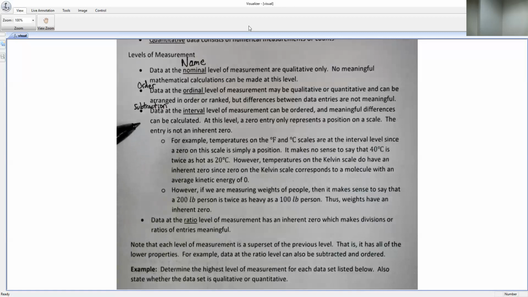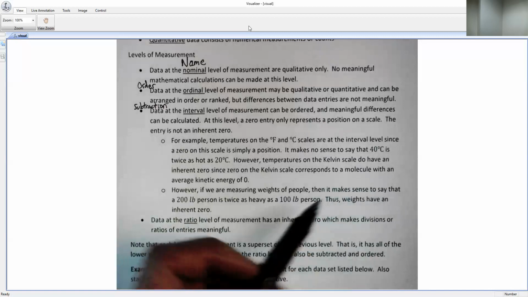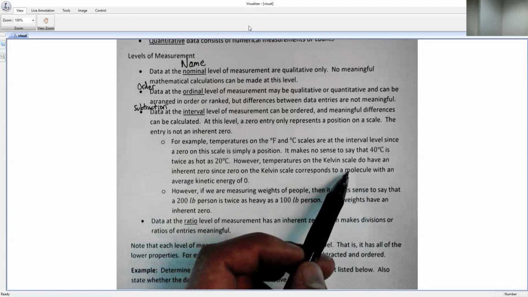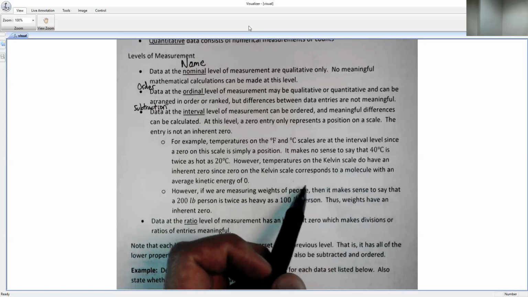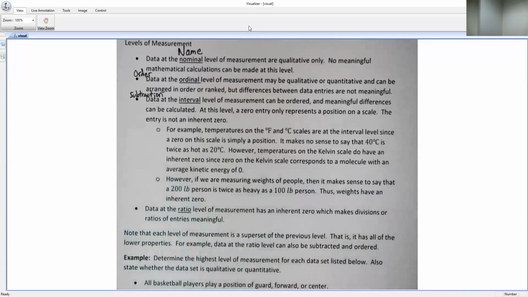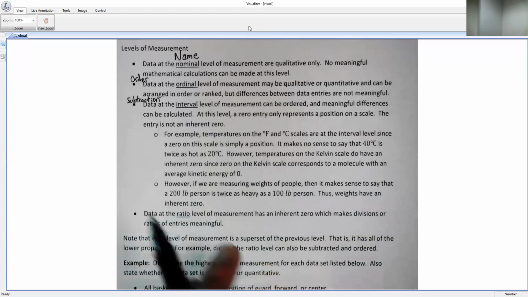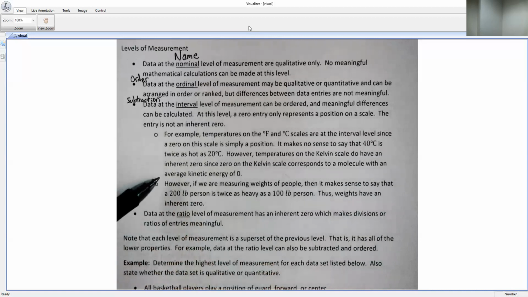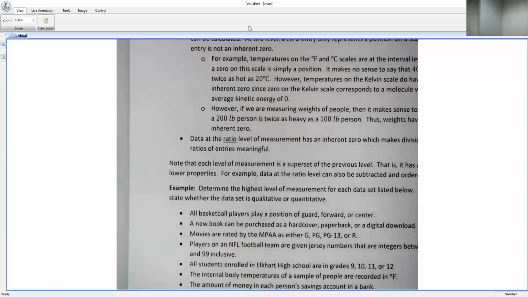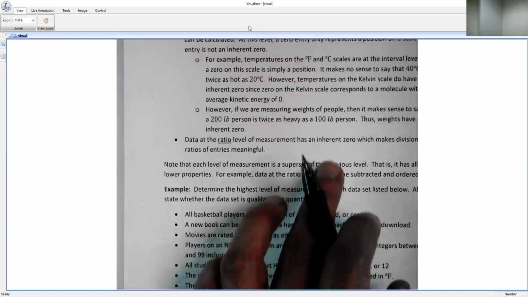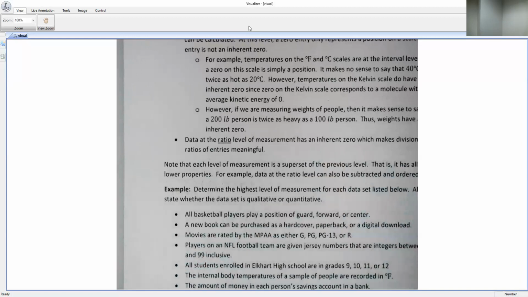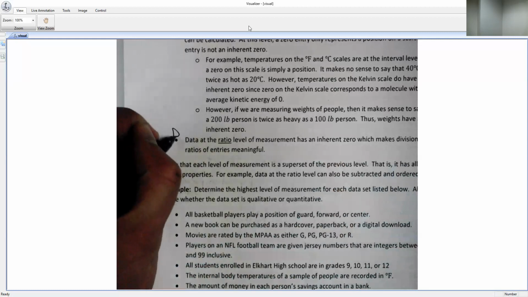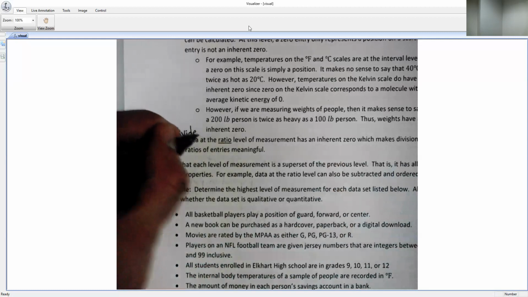There's another scale you may be familiar with from your science courses called the Kelvin scale. That scale actually does have an inherent zero, a zero that makes sense. Not many people talk about Kelvin in everyday life, but if you're curious about making a temperature scale where 0 meant nothing, that's one of the scales that you could use, the Kelvin scale. If we're at the ratio level, that means that we do have an inherent 0, and that means that our divisions make sense. So for ratio, think divide.